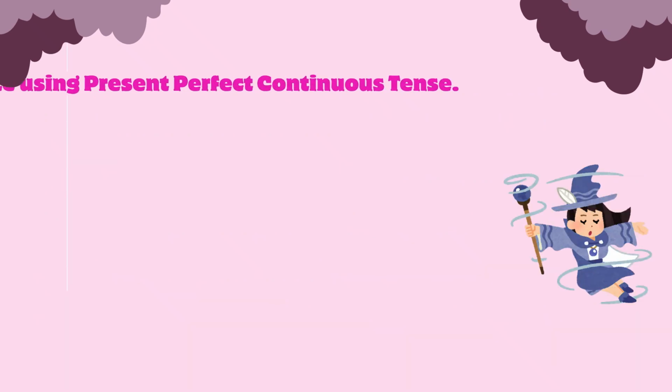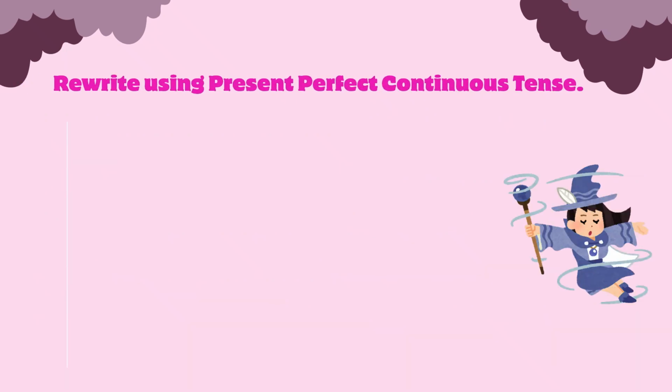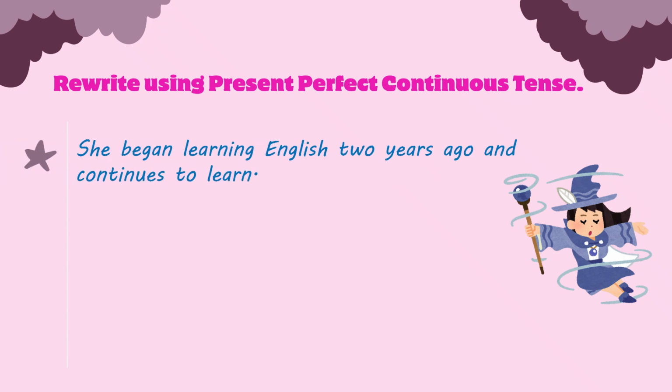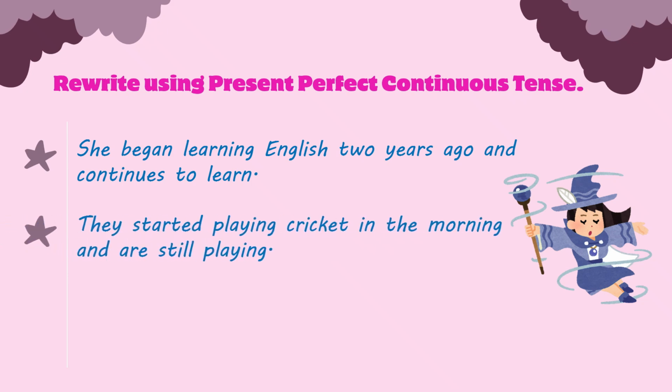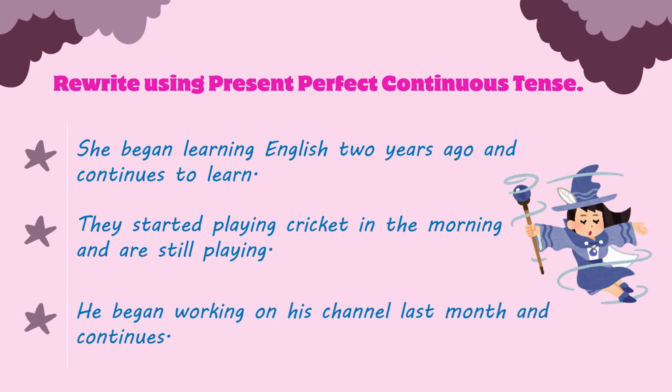Rewrite the sentences using present perfect continuous tense. Number 1 is: she began learning English 2 years ago and continued to learn. They started playing cricket in the morning and are still playing. He began working on his channel last month and continues.